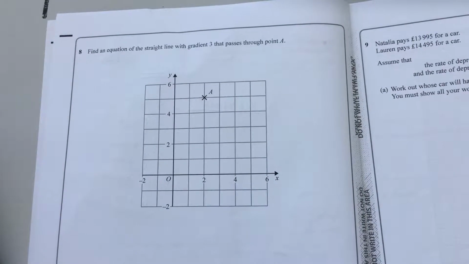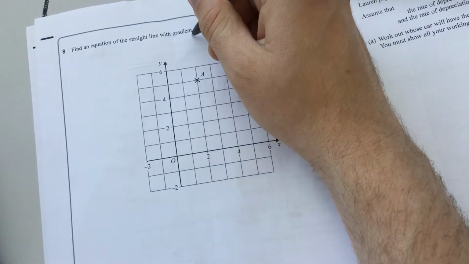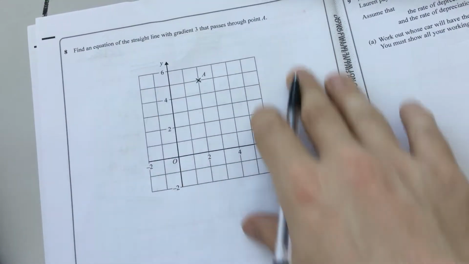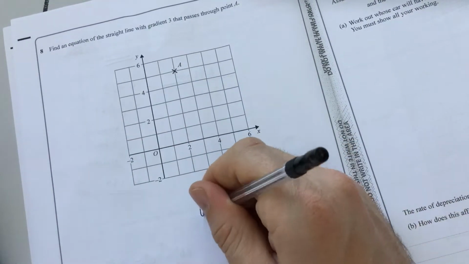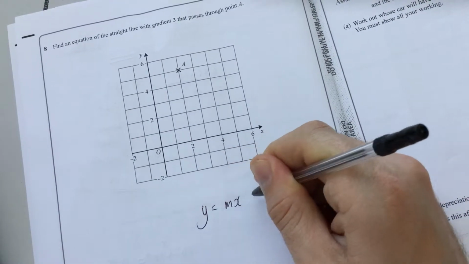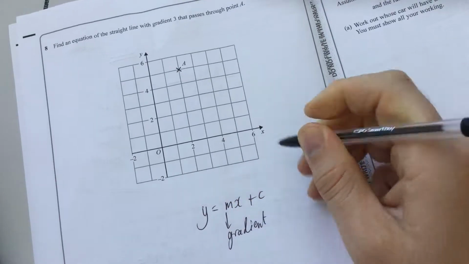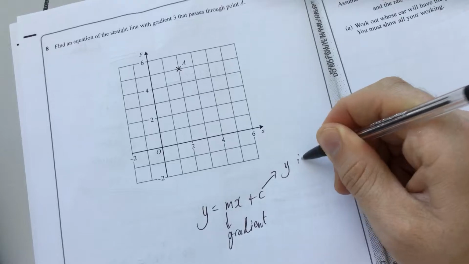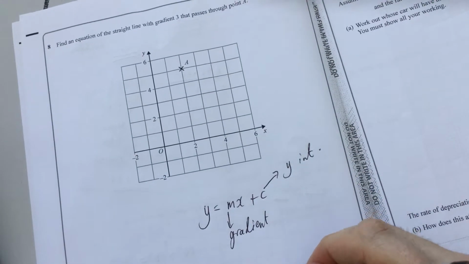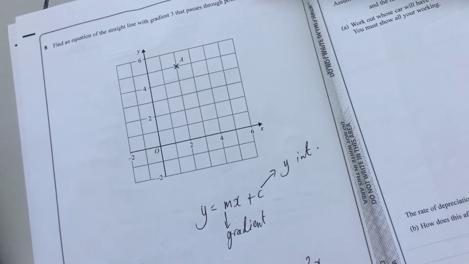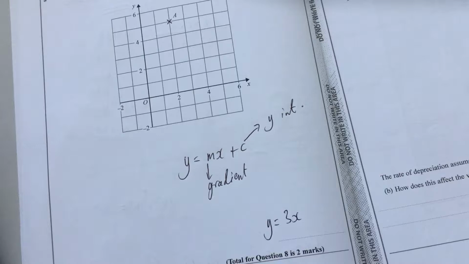So, find the equation of a straight line with gradient 3 that passes through point A. So there's a lot of information that I can already get down before I actually need to go on the graph. A straight line is y equals mx plus c, where m is the gradient and c is the y-intercept, where it cuts through the y-axis. So I already know it's y equals 3x. But I don't know where it crosses the y-axis.